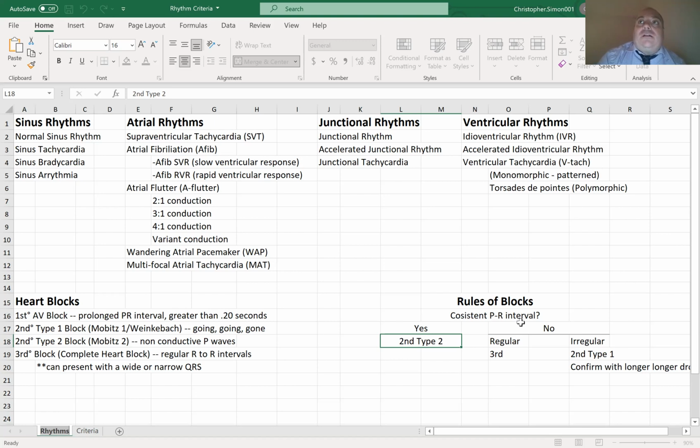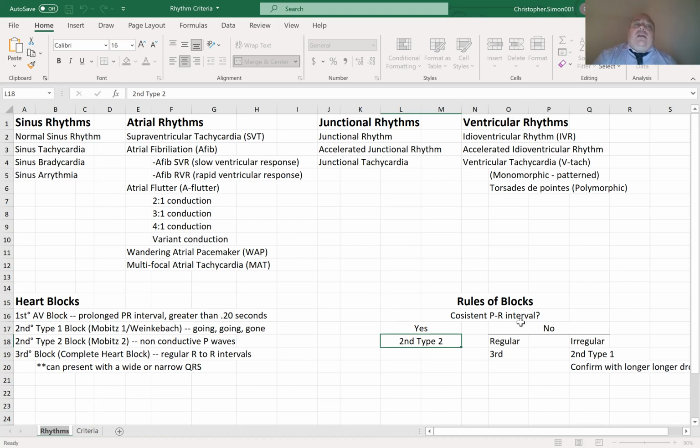So if the electricity that generates this particular rhythm is originating in the SA node itself, we would call that a sinus rhythm, right? Now that's like an umbrella category, okay? So there's going to be different types of sinus rhythms. You could have a normal sinus rhythm, sinus tachycardia, sinus bradycardia, sinus arrhythmia, things like that, okay?